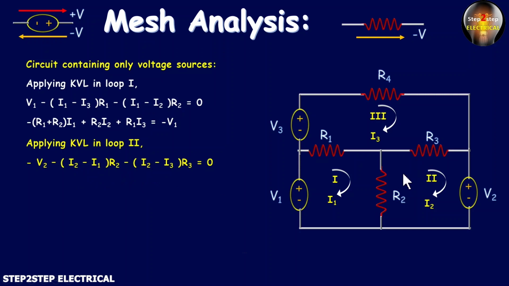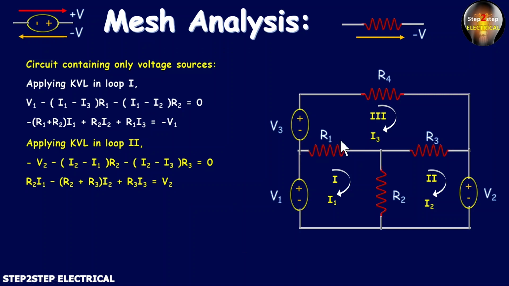Similarly, for R3, we write I2 minus I3. And there is a drop, so it is negative, equal to 0. On simplifying, we can write R2 into I1 minus (R2 plus R3) into I2 plus R3 into I3 is equal to V2. So this is the second equation.